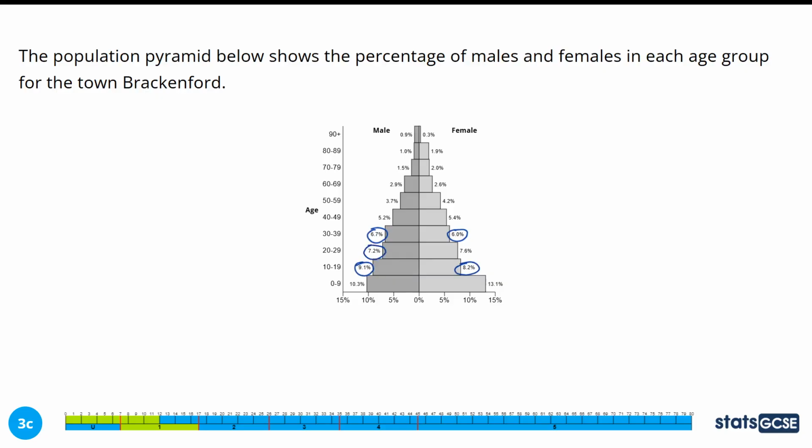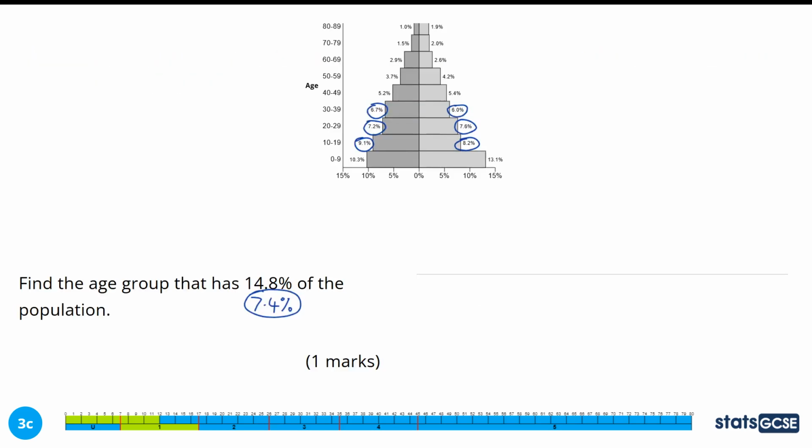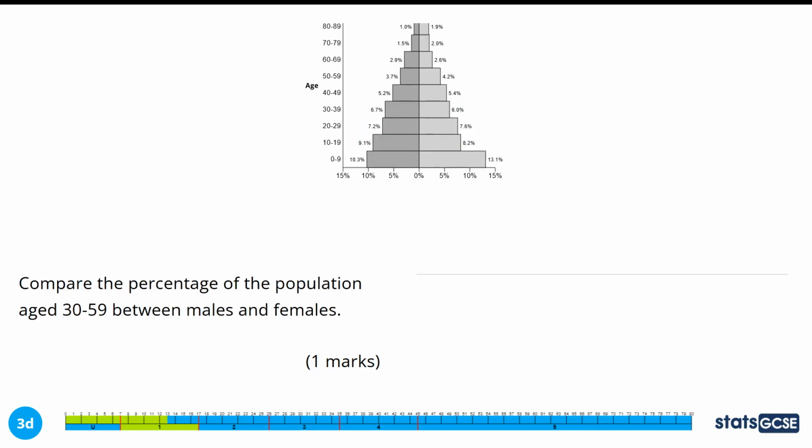And you can see here that 7.2 and 7.6, both of those are roughly 7.4. If we add them together, we get 14.8. So the age is 20 to 29. Compare the percentage of the population aged 30 to 59 between males and females.